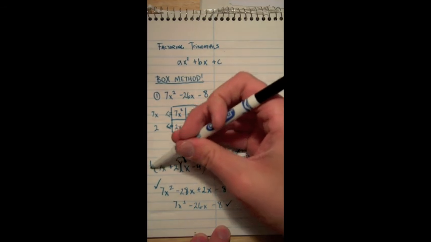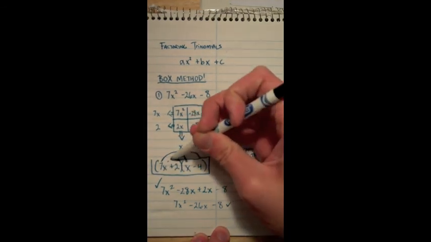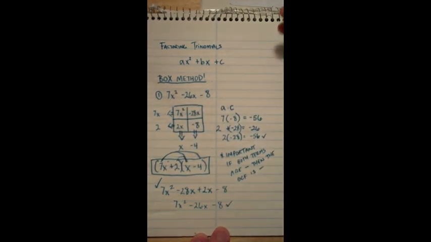So our answer is the two binomials right here, 7x plus 2 times x minus 4. And that is the box method.